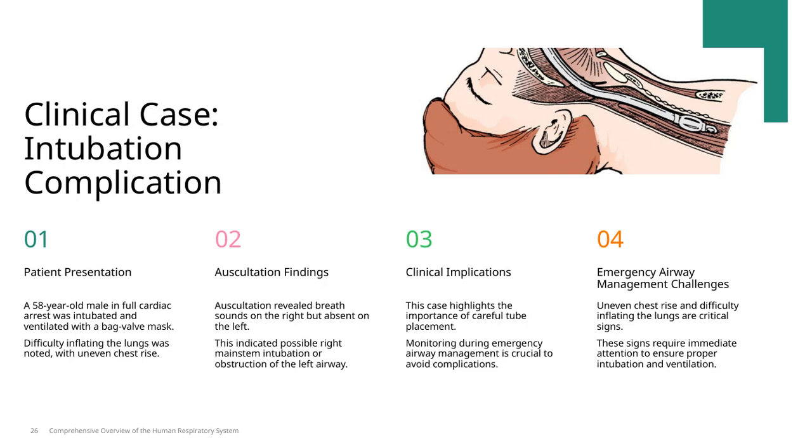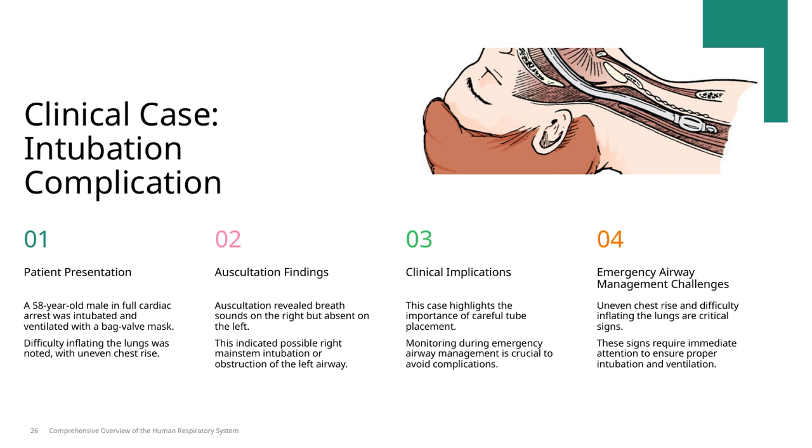Let's take a closer look at this clinical case involving an intubation complication. During auscultation, we heard breath sounds on the right side, but notably absent on the left. This is a critical clue, suggesting that the endotracheal tube may have been inserted too far, possibly into the right mainstem bronchus, or there could be an obstruction on the left side of the airway.